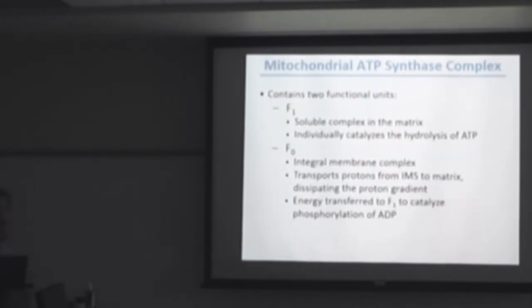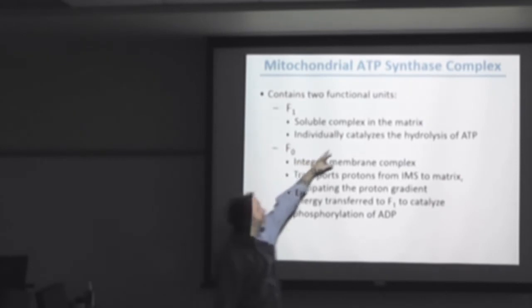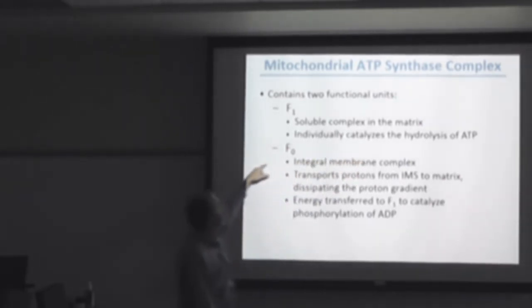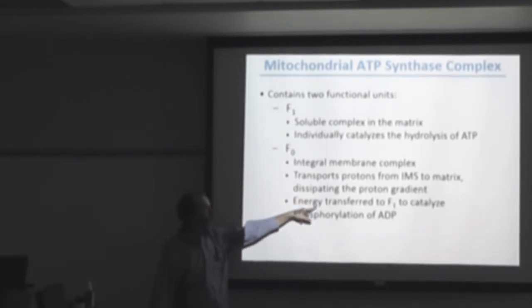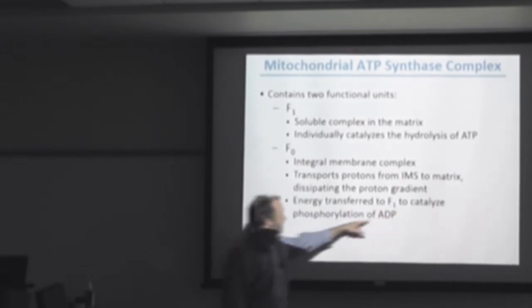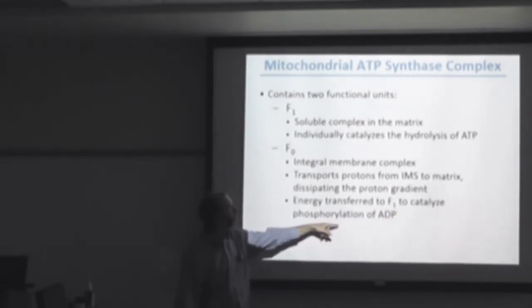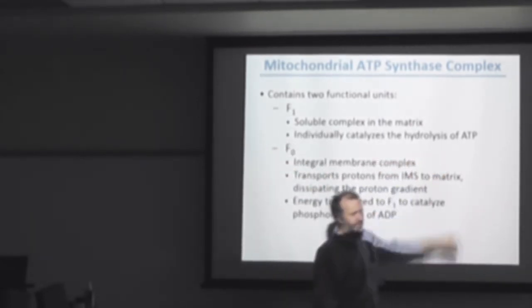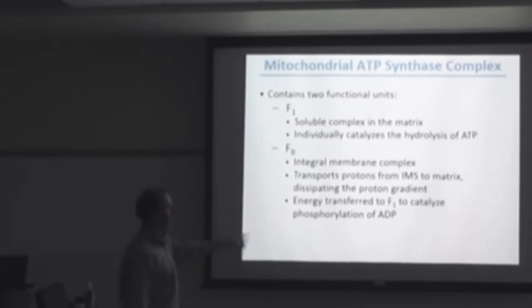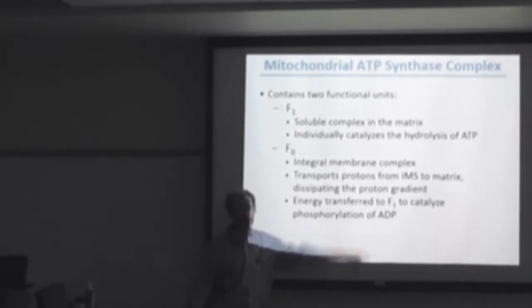But the mitochondrial ATP synthase complex contains two functional units, your F1, which is a soluble complex in the matrix, and it individually catalyzes the hydrolysis of ATP. F0 is the integral membrane complex, which transports the protons from the intermembrane space to the matrix, which dissipates that proton gradient. The energy transferred to F1 then catalyzes the phosphorylation of ADP. So this F1 unit will hydrolyze ATP if you don't have that gradient forcing it to produce the phosphorylation of ADP to ATP.